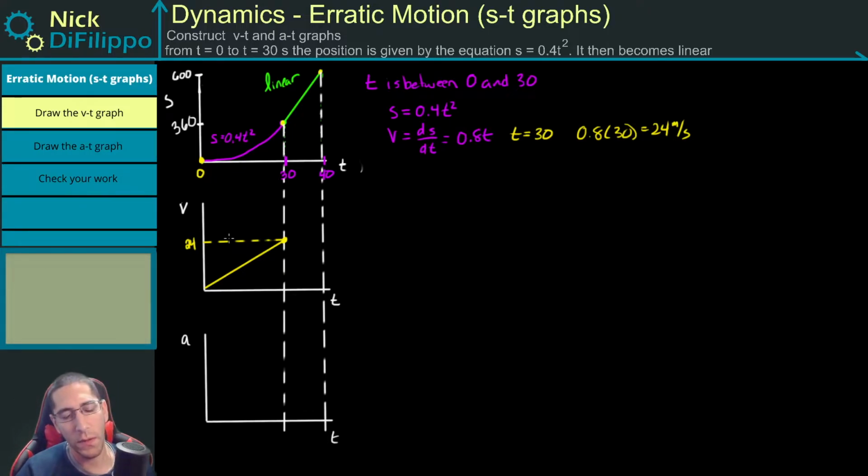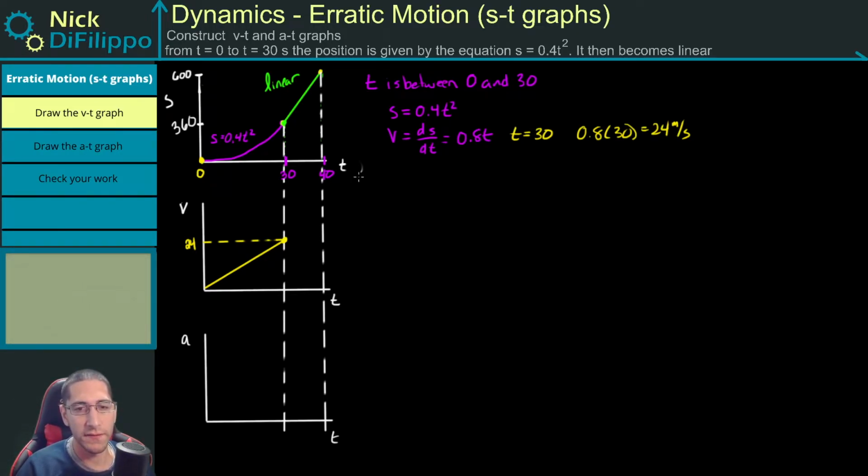Now let's look at what's happening between 30 and 40 seconds. We know this is linear, and we have some information about what these points are. We know this is at 30 seconds, and this is 40 seconds. So that's our x-axis. And we know here that this value is 360, and this value is 600. So we can figure out what the slope of this line is and the y-intercept of this line.